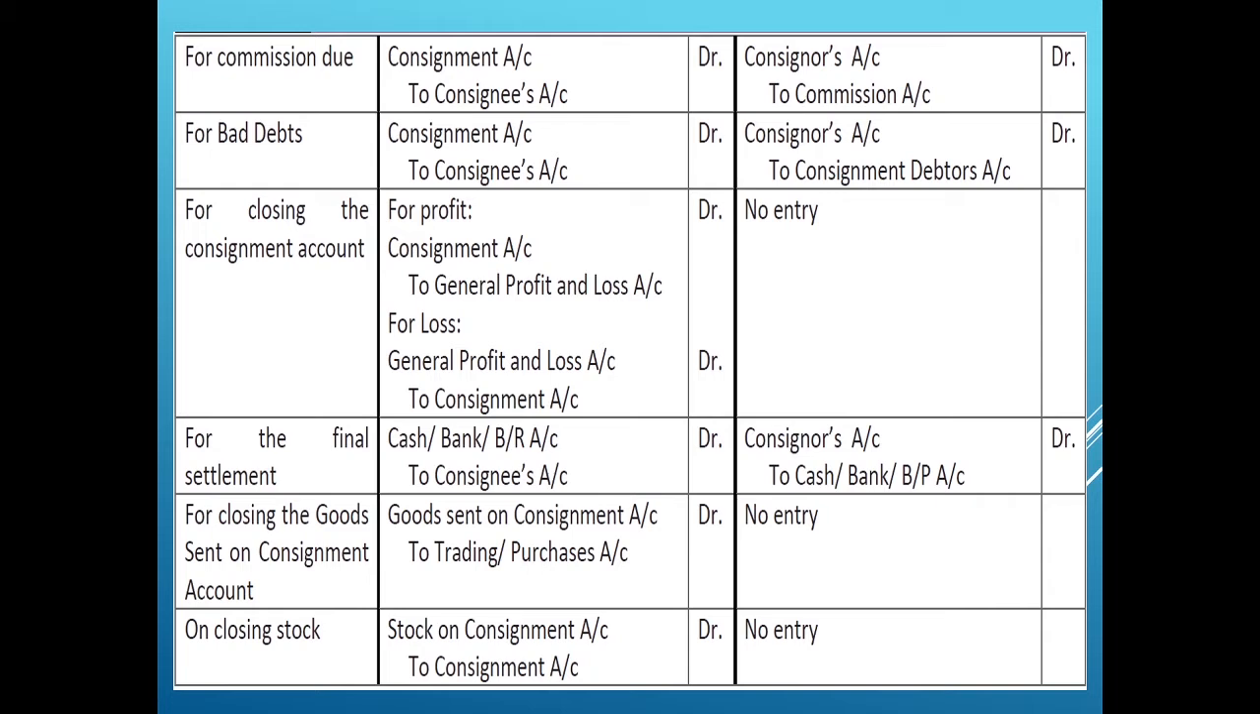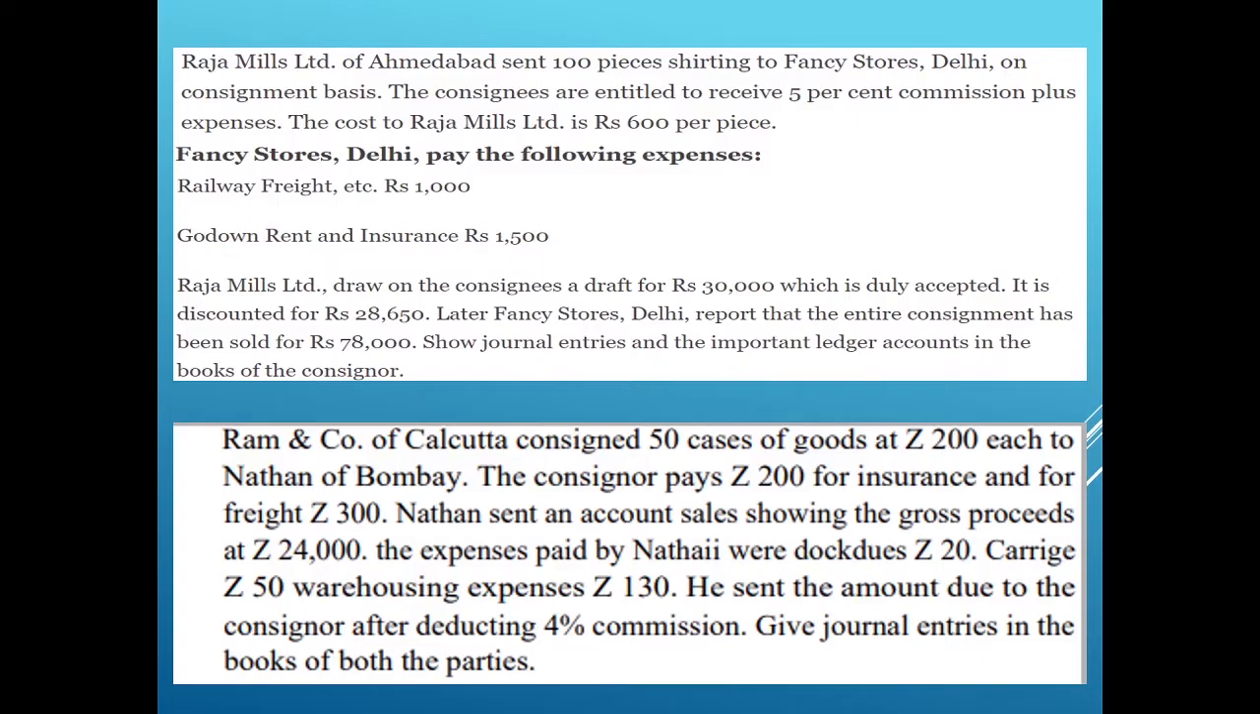For the profit: consignment account to profit and loss account, and there is nothing concerned for the consignee, so no entry. And the final settlement: cash, bank, bills receivable to consignee, and the same entry as the advance payment. Here the balance is paid, so consignor account to cash, bank, or bills payable. The goods on consignment account is closed, and that amount is transferred to either trading account or purchases account. If any closing stock is there, stock on consignment account to consignment account. Okay, so we are left only with the normal and abnormal loss entries.